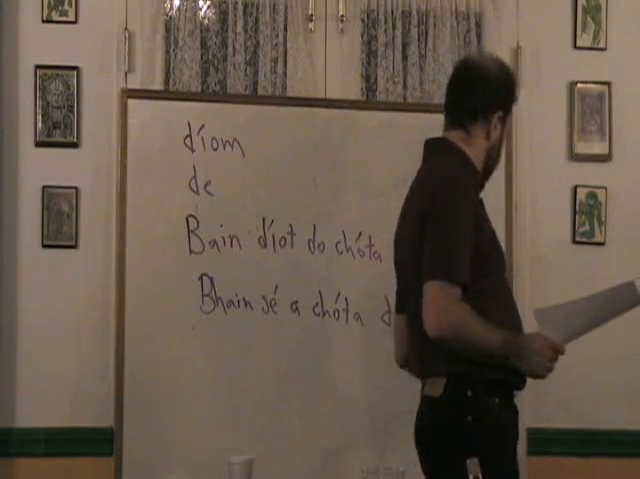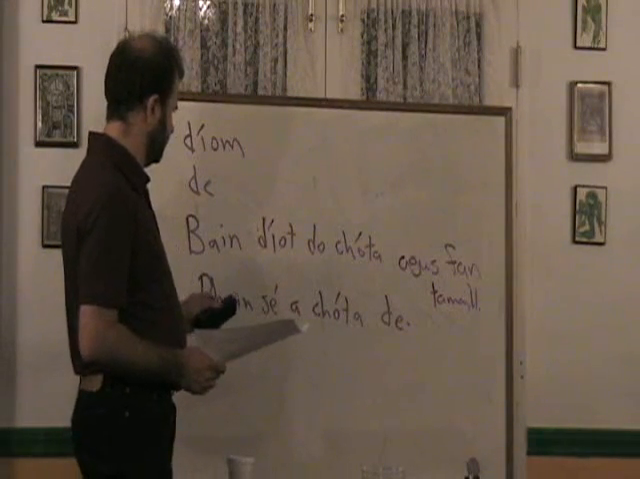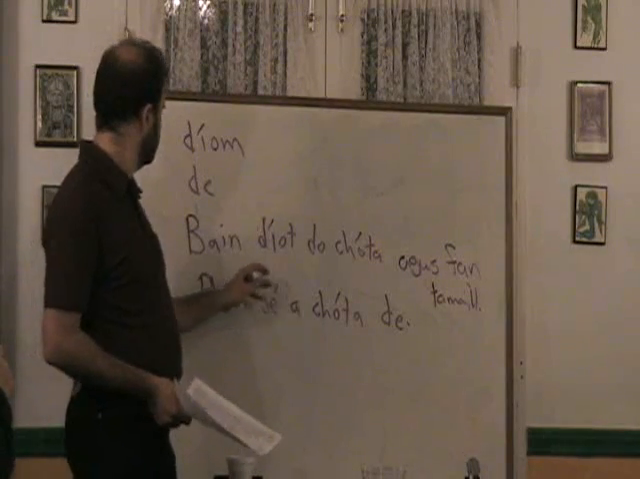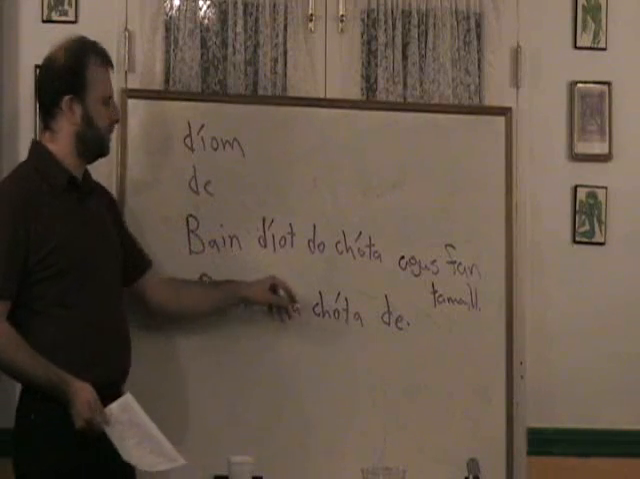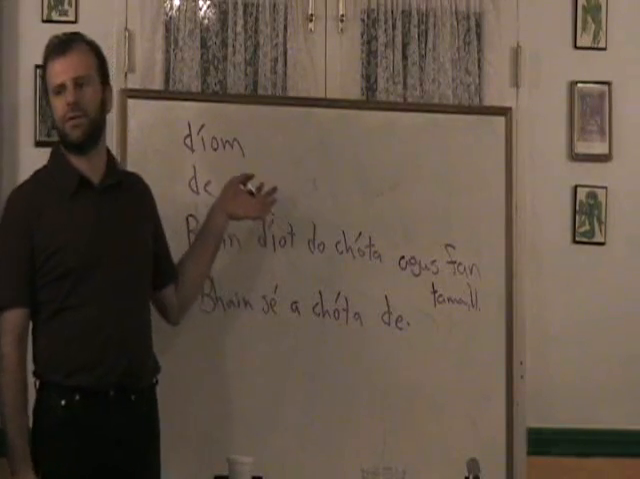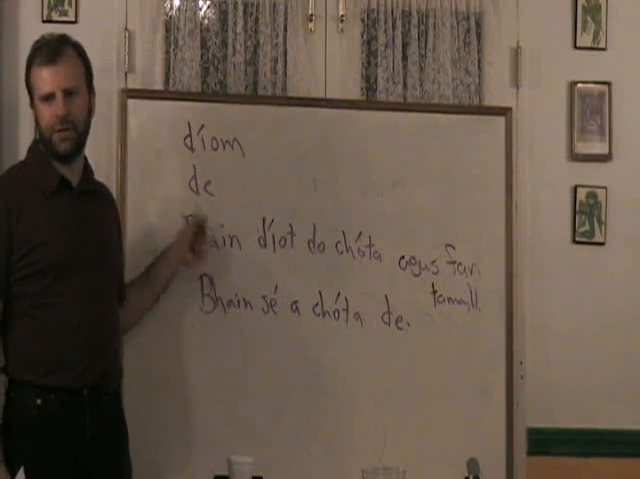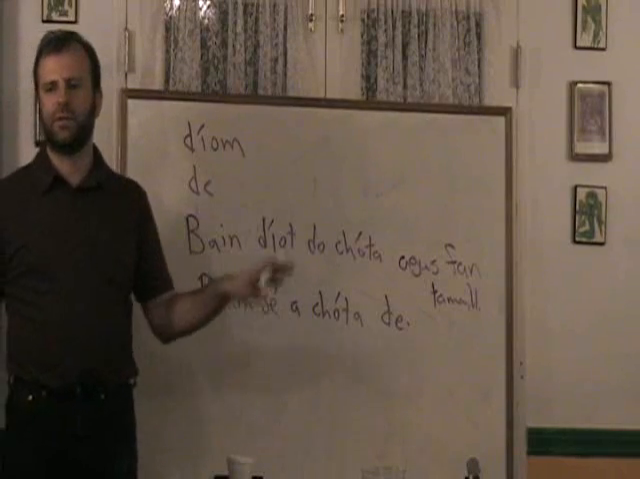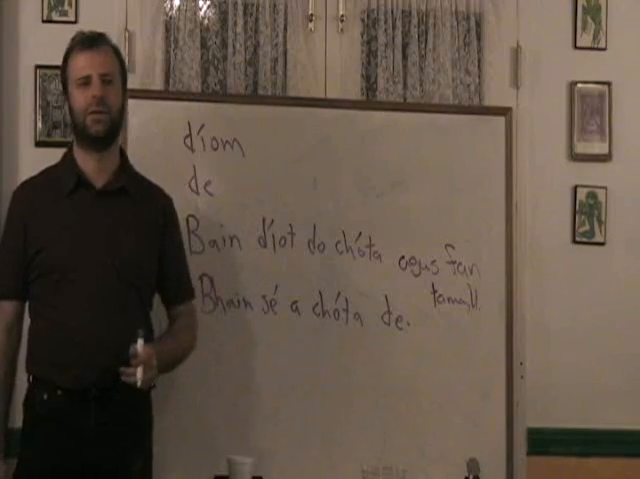How come it's aspirated in one and not the other? Ban is a command. Ban jiet de chota is a command. One she a chota je, he took his, is the past. Usually in Irish, the difference between a command and the past is that the past is aspirated. So ban is a command, and one is what happened.